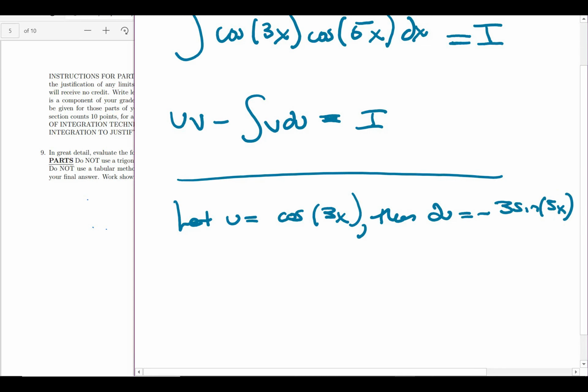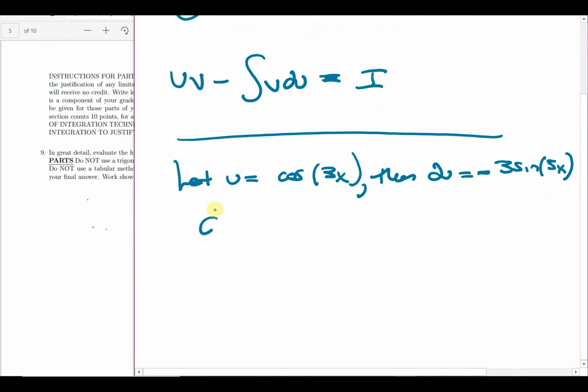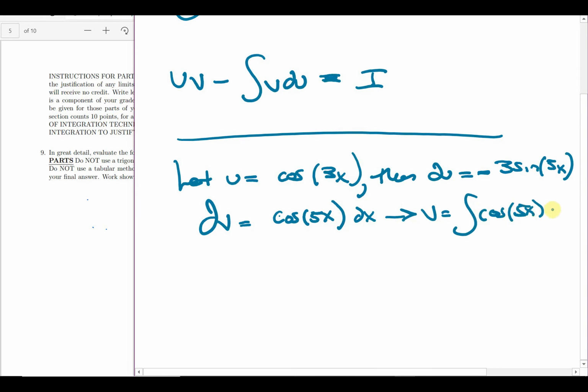We used the chain rule, so we took the derivative of cosine, which was negative sine 3x, times the derivative of the inner term, the derivative of 3x, which was 3. But since the derivative of cosine is negative sine, we still have to carry the negative. So now we're going to let dv equal cosine 5x dx. Therefore v is the integral of cosine 5x dx.